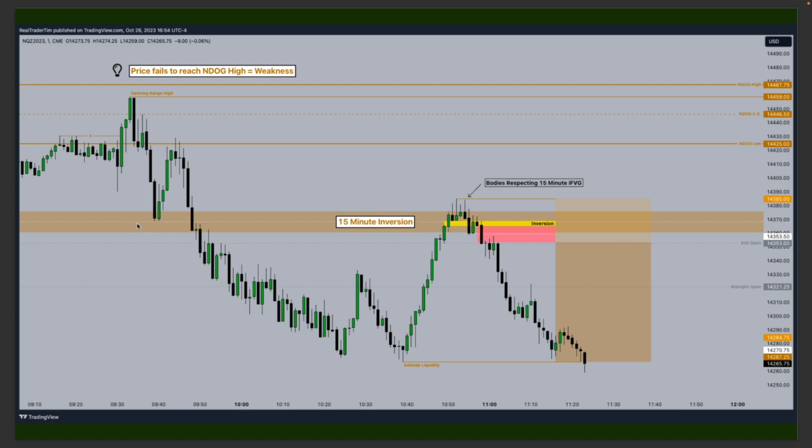So this brown box in the middle is a 15-minute inversion. Here, we were watching to see if it offered support. Once we displace through, we want to see it offer what? Resistance. So we want it to become an inversion, okay? Now, we'll talk about this on the next slide, but we spoke about it in class yesterday as well.